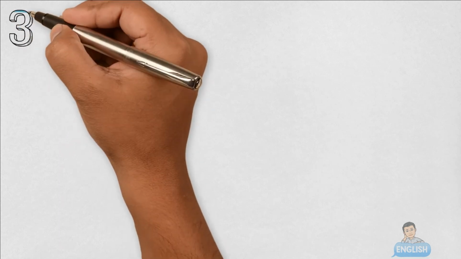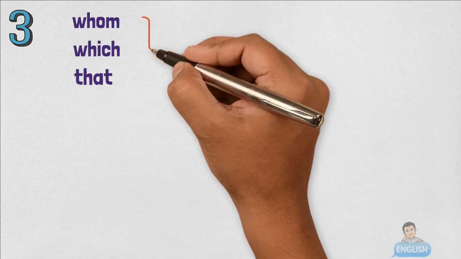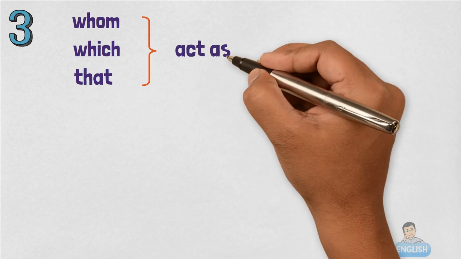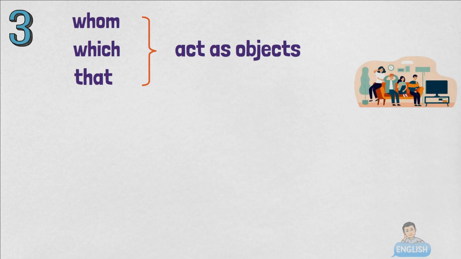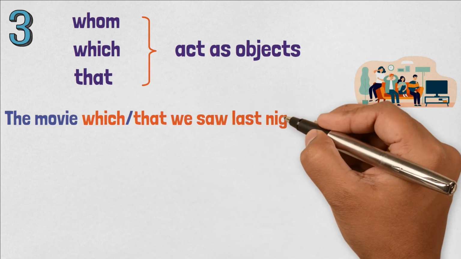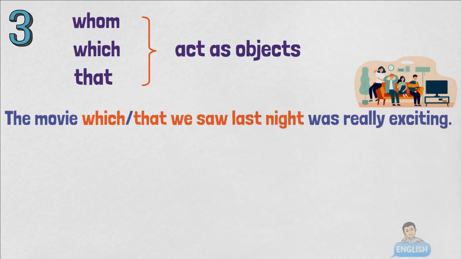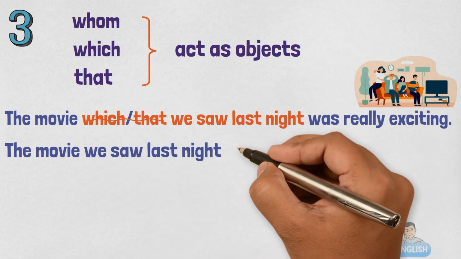Point number 3. When relative pronouns, whom, which, that, act as objects of the clauses, they can be left out. This usually happens in spoken English. For example, the movie which, or that, we saw last night was really exciting. We can say, the movie we saw last night was really exciting.